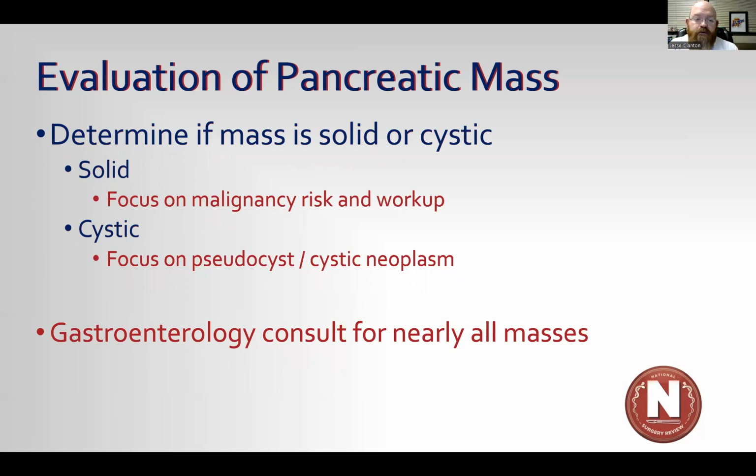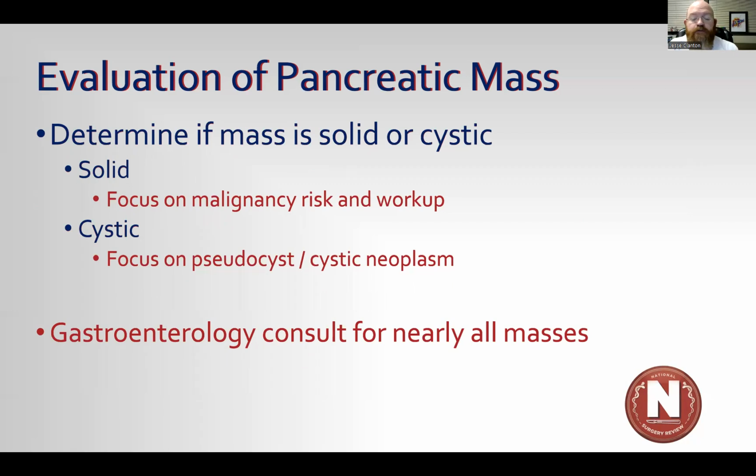Cystic masses, on the other hand, may be benign or malignant or even pre-malignant, such as an IPMN. A pancreatic pseudocyst would be the most common pancreatic cystic mass, but oftentimes more investigation has to be done to figure out the exact etiology of a cystic pancreatic mass.